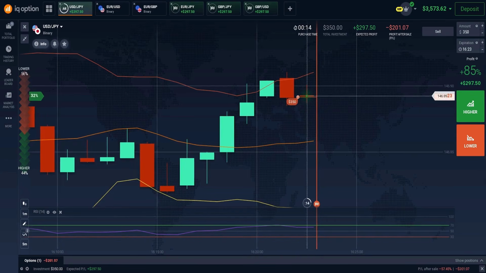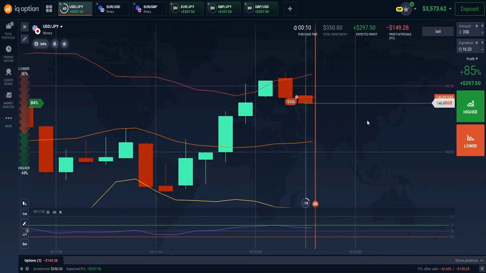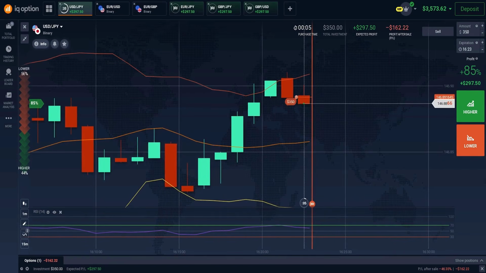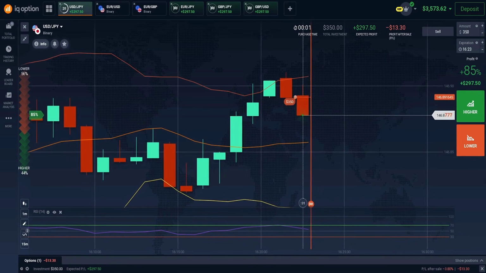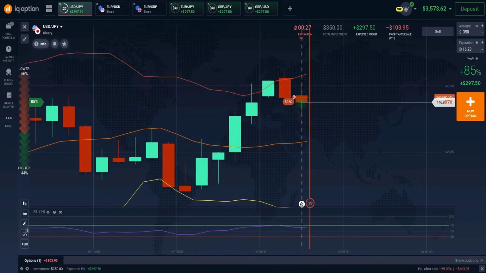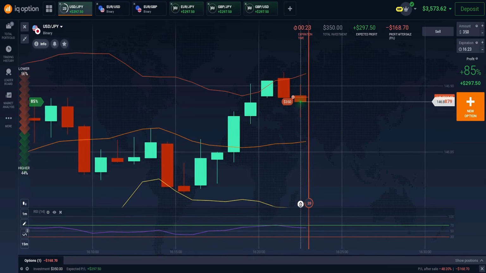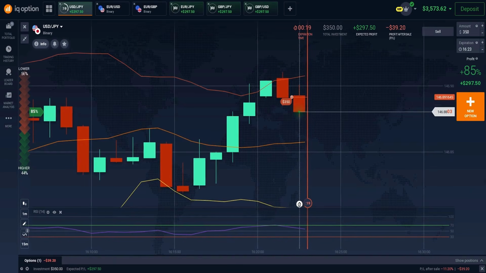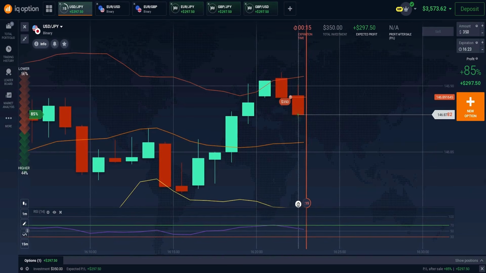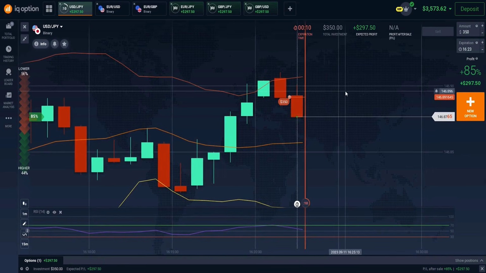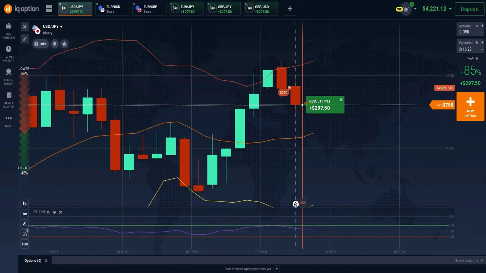Okay, traders, I've just entered a sell trade here based on our trusted setup. We've got a clear bearish engulfing pattern, the candle has touched the upper Bollinger Band, and the RSI is right at the overbought level. All signals are in perfect alignment. So now, we wait and see how this trade plays out. We've won this trade. Everything lined up perfectly, and the market moved just as expected.